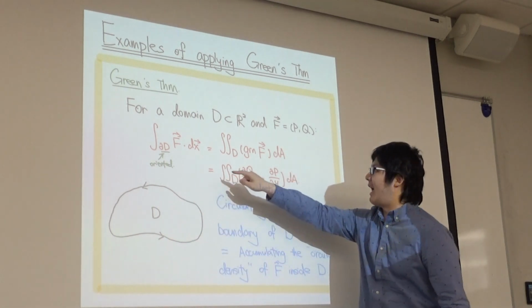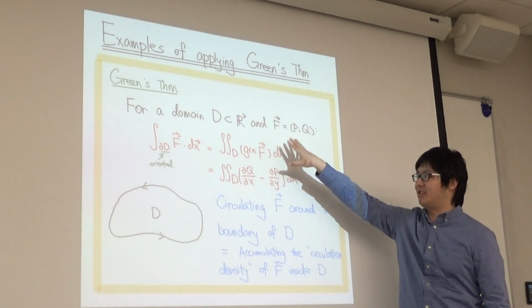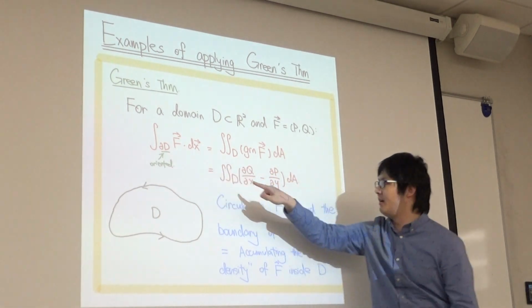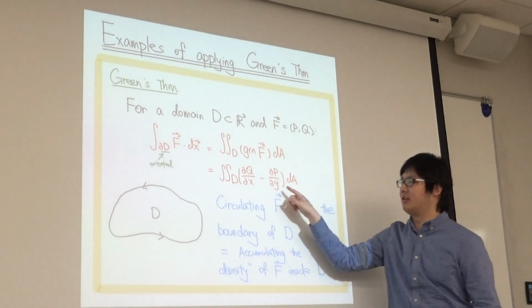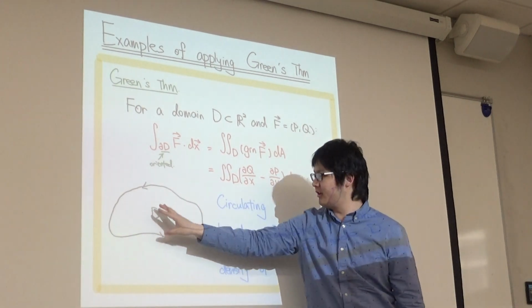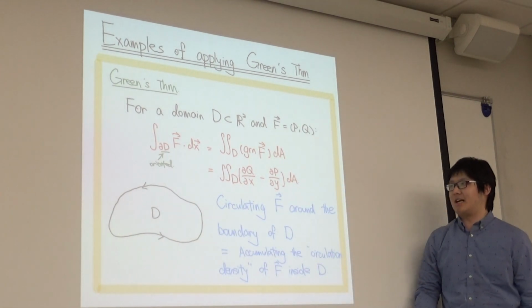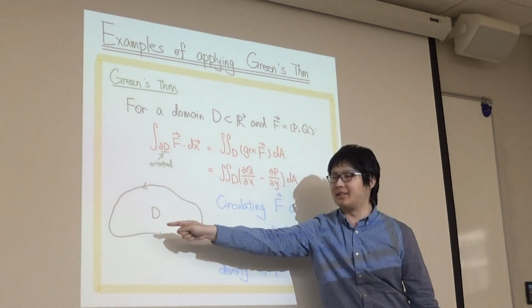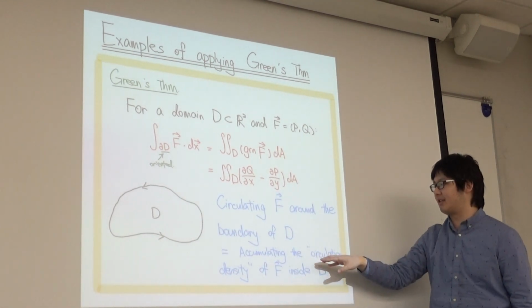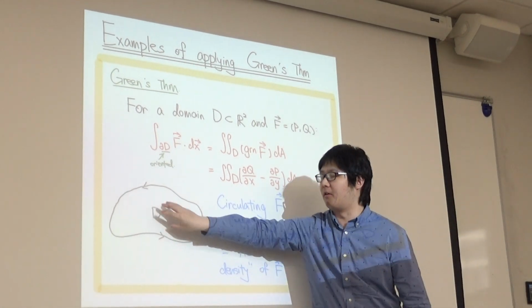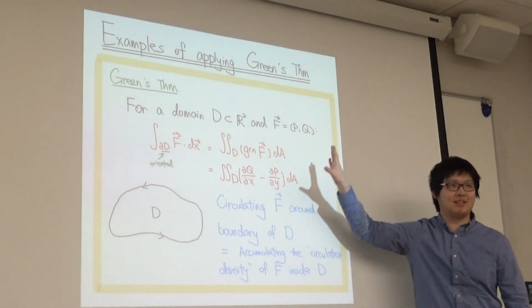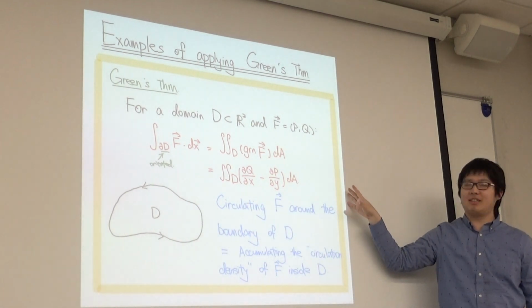So here's the formula for Green's theorem. You have a line integral on the left, and on the right you have an integral over the whole region. The intuition is that circulating f around the boundary of D is the same as accumulating the circulation density over the region D. Any question about this concept from Wednesday?